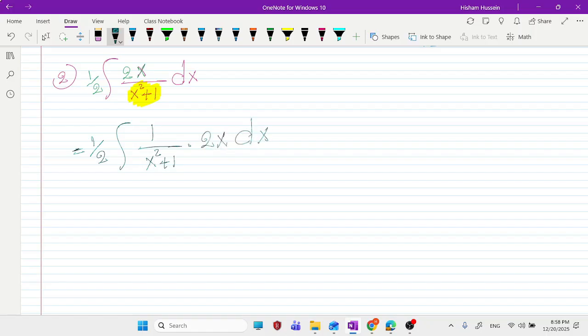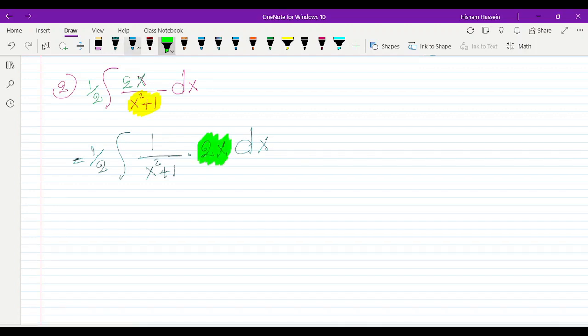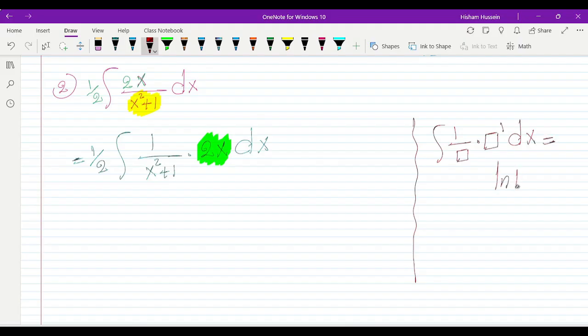1 over some function times the derivative of this function. It's equivalent to the rule: we have integration of 1 over some function times the derivative of this function dx. This equals ln of this function plus c. So the integral here will be half ln x squared plus 1 plus c.